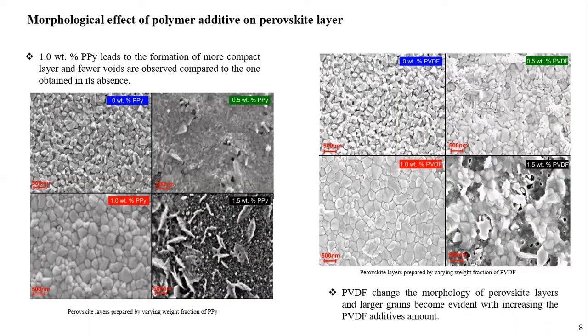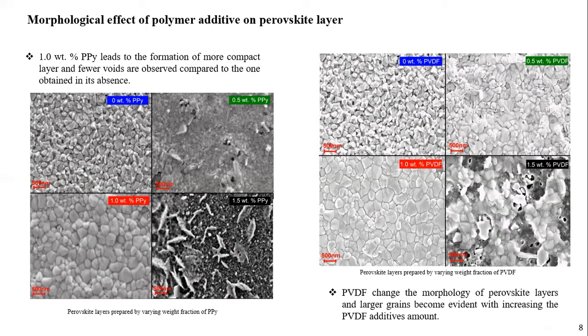This figure shows the FESEM images of surface morphologies of the perovskite layer. As we expected, by increasing polymer additives to 1%, more compact layers with fewer voids are gained compared to perovskite layer without polymer additives. FESEM images indicate that polymer additive can also orient growth of perovskite grain, resulting in elongated crystal structure with a longer crystal size. Such morphological phenomenon is more prominent in perovskite layer prepared by 1% PVDF.